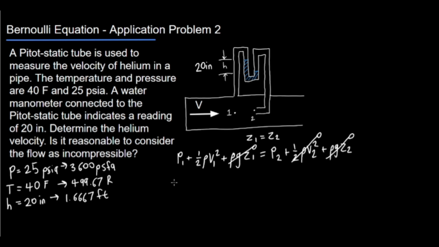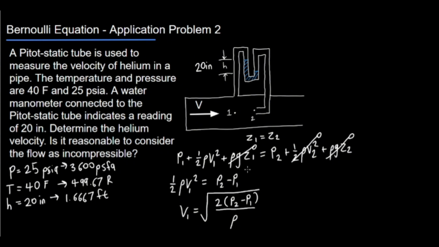And so we are going to re-express this so that we can isolate for V1 a little easier. So this will be P2 minus P1. Notably, P2 minus P1 is essentially this height in head of water, so we'll get back to that. But V is equal to the square root of 2 times (P2 minus P1) all over rho. So that's our key equation. We're going to need to come back to that.